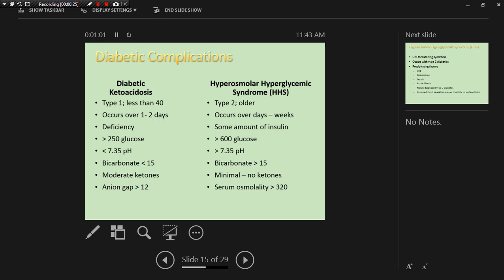It's usually going to occur very quickly, over 1 to 2 days. We know it's typically associated with an infection, new diagnosis, or maybe surgery. Usually the blood sugar is going to be greater than 250. Sometimes it can be up into the 600s, 700s. Their pH is going to be less than 7.35, right?